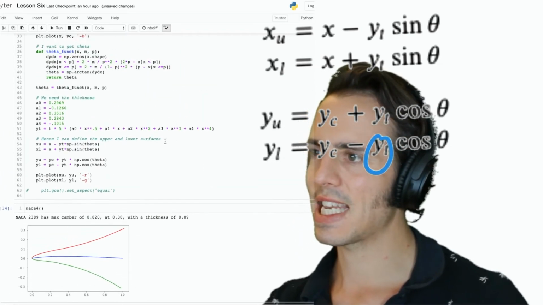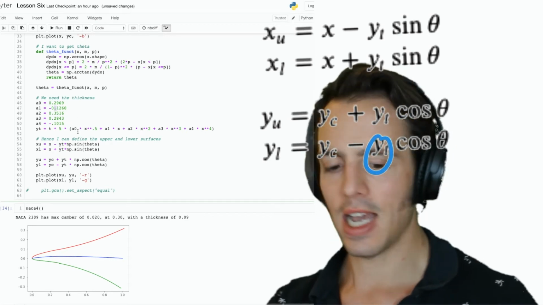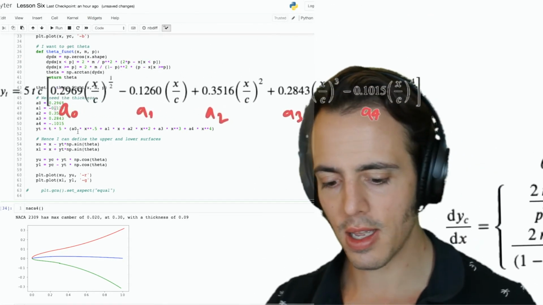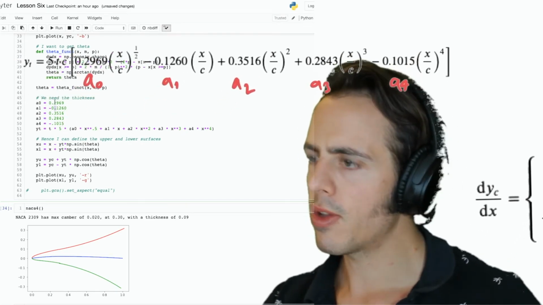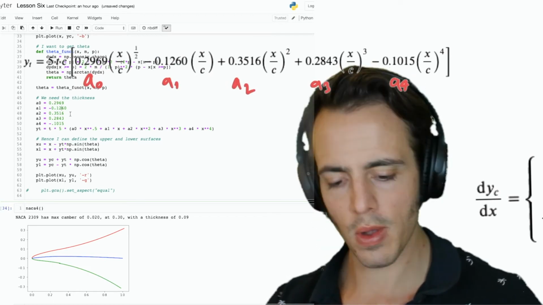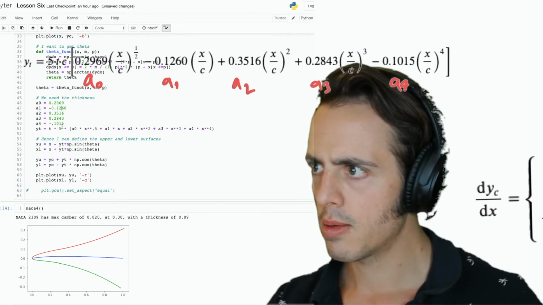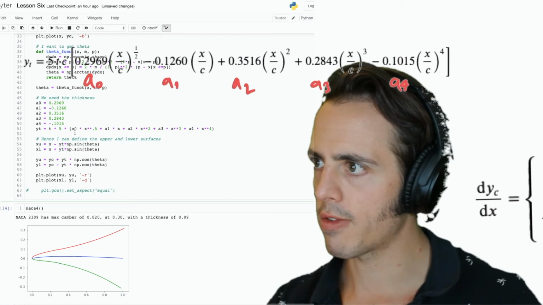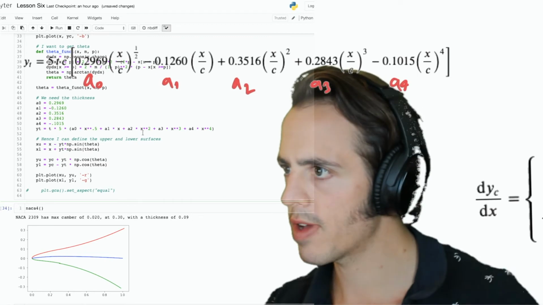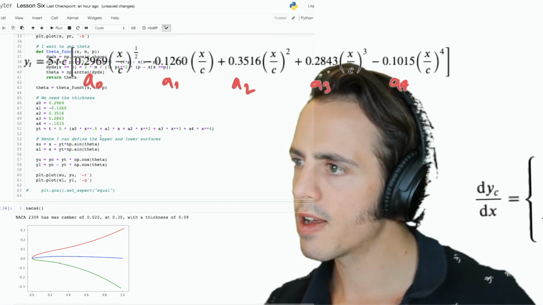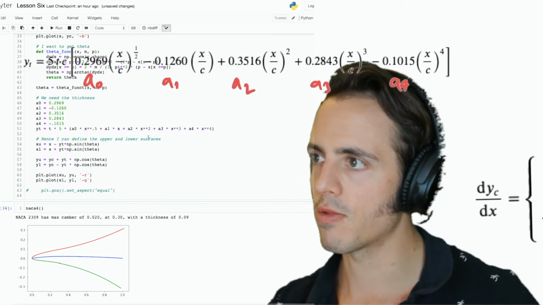Something's wrong in this thickness equation. Something is wrong in one of these equations. The first step is normally to check these numbers. If you get any of these numbers wrong, it's really easy to mess this up. So let's just see what I've got. 0.2969 minus 0.1260, 0.3516, 0.2843, 0.1015. Okay, let's check I've got a0, a1, a2, a3 and a4, and I've got the correct coefficients. I've got half, 1, 2, 3 and 4. Okay, so that's correct.